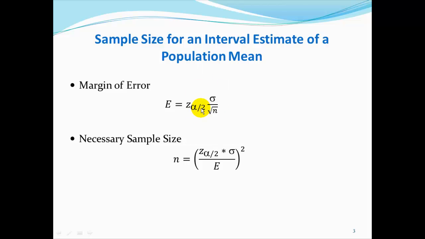And if we solve this formula for n using algebra, we will obtain that n is equal to z alpha over 2 times sigma divided by E, all of that squared. So if you sample at least this many items, you will obtain a margin of error in your confidence interval formula, which is E or less.